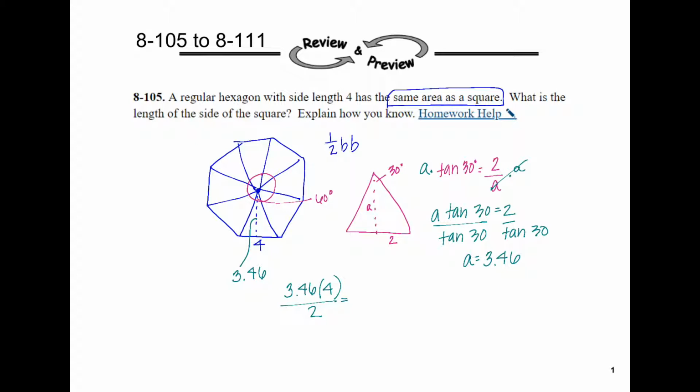And then we need to take that area of our triangle and multiply that by 6 because we have 6 of those triangles. So the area of our triangle is 6.92 units squared. But we have 6 triangles. So we need to take that, multiply it by 6, which tells us the area of our hexagon is 41.52 units squared.